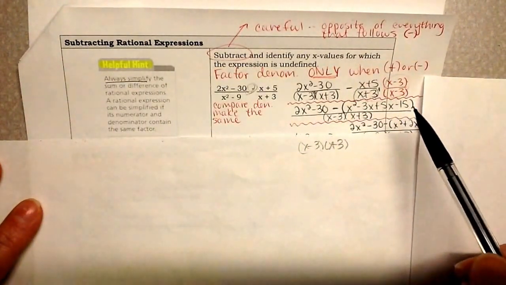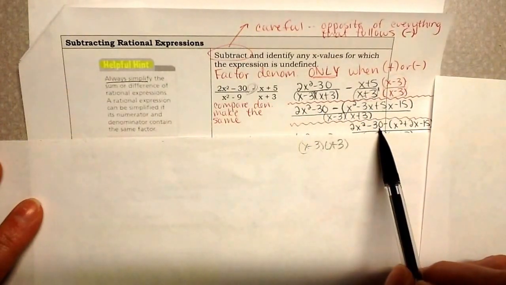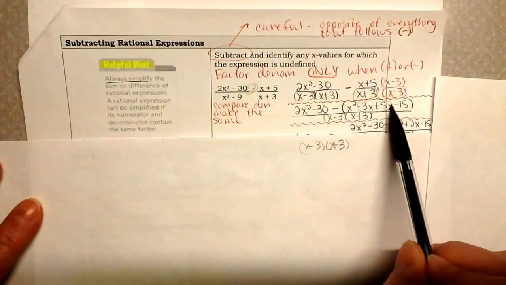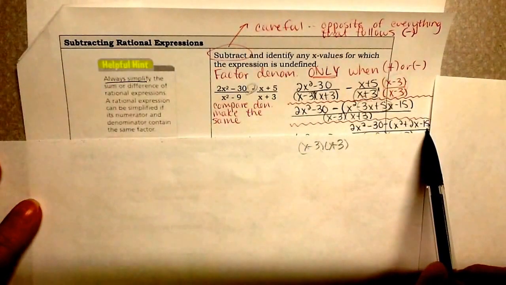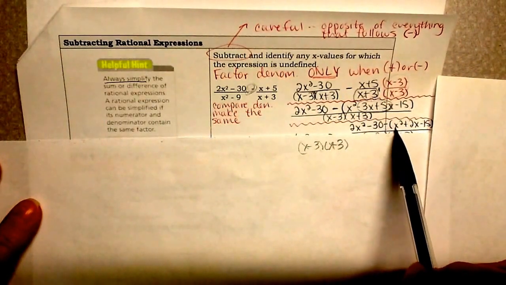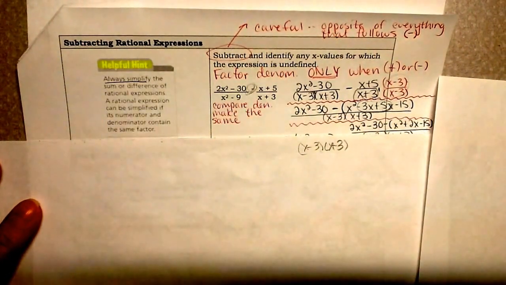All right, now I can combine. I have my 2x squared minus 30, and then minus, I combined these two terms here, so plus 2x minus 15. When I put parentheses around this, it reminds me to subtract everything. Otherwise, I might think it's minus x squared plus 2x minus 15.